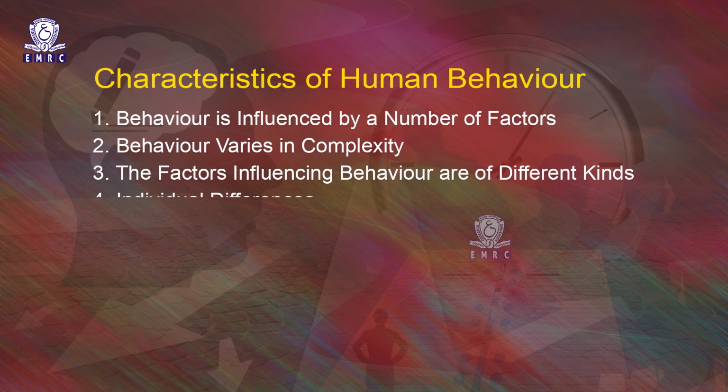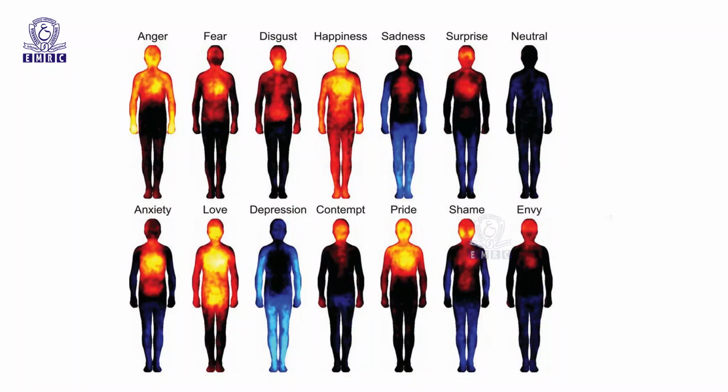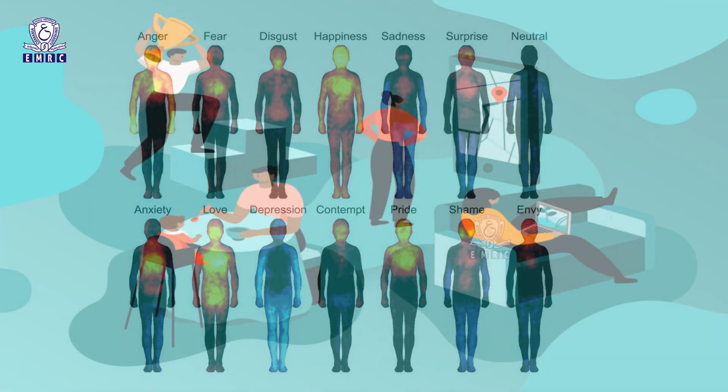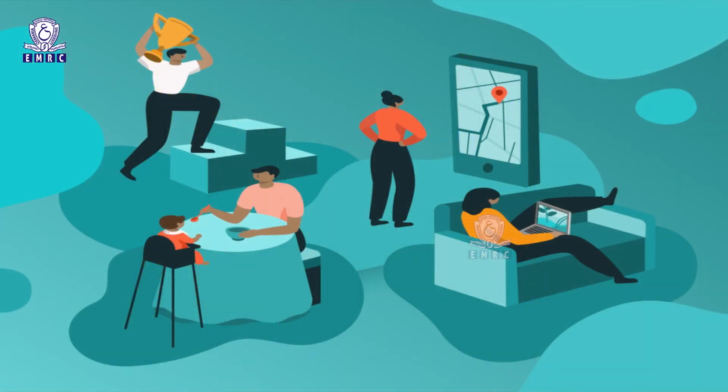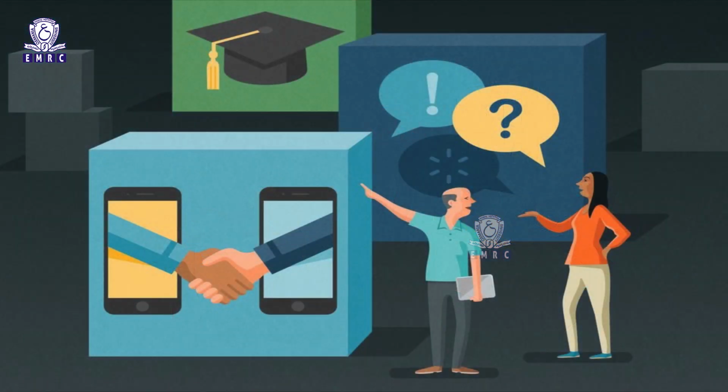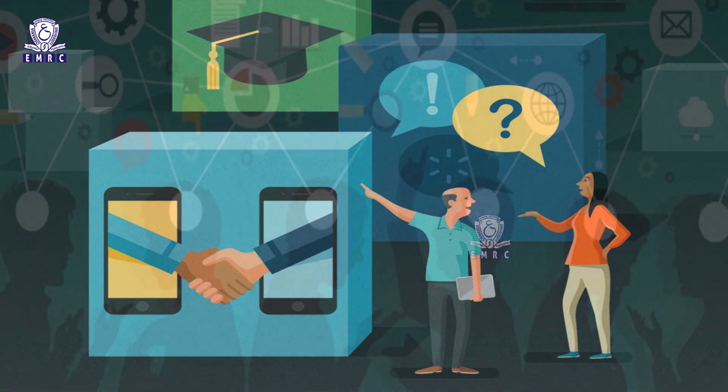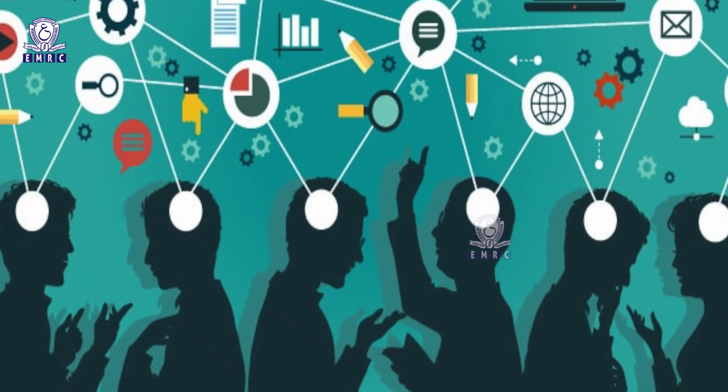Next, let's talk about individual differences. People differ in their physiological and bodily conditions, in their past experiences, in their abilities, in their background, and in short, everything. Human behavior is influenced by these factors, and these vary from person to person, and even from one group of people to another group of people.